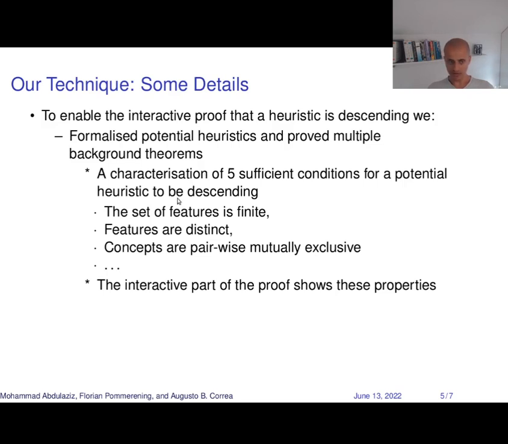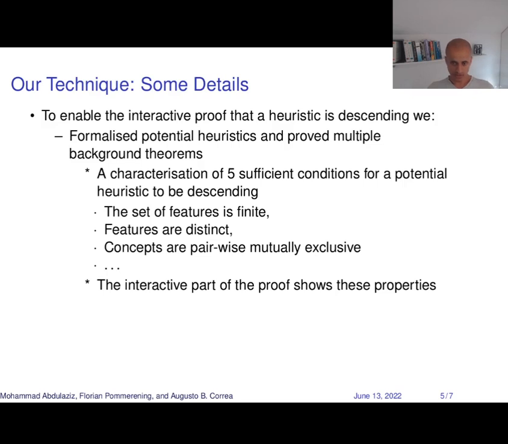So, for example, it says that the set of features has to be finite, and the features are distinct, and the concepts used to define the features are pairwise mutually exclusive. The interactive part of the proof is mainly just to show that these 5 conditions hold for the given domain and given heuristic. And in order for us to make that interactive part easier, we have developed an infrastructure.